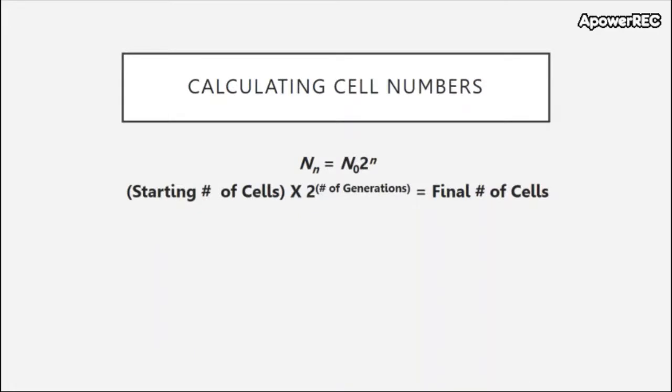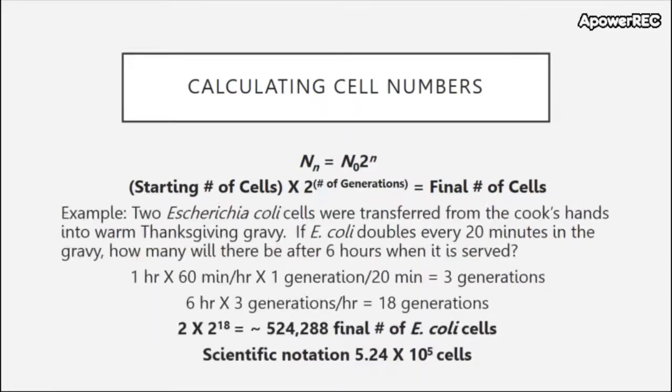So let's see how that plays out. Let's provide an example here. Here's the example. You have 2 E. coli cells that were transferred from the cook's hands into warm Thanksgiving gravy. If E. coli doubles every 20 minutes in the gravy, how many will there be after 6 hours when it is served?